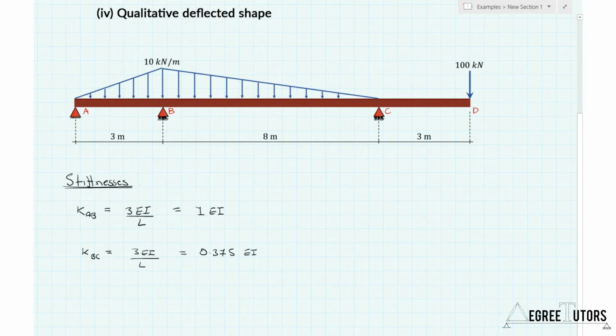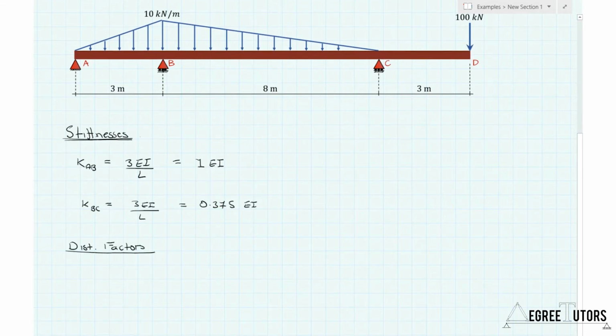Okay, so that's the first hurdle jumped. We have our relative stiffnesses. Now, we don't need to calculate any stiffness for member CD because it's a cantilever and you're not going to distribute any moment into a cantilever using the moment distribution method, and so there is no distribution factor to worry about for that member, and therefore there is no stiffness to worry about for that member. So now we can move on to those distribution factors.